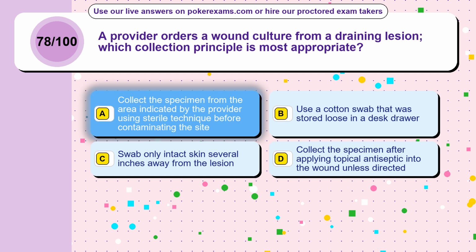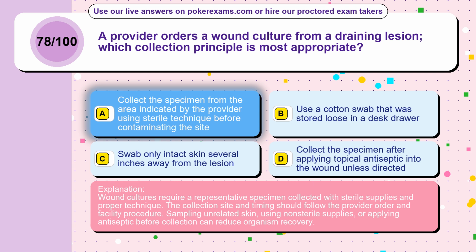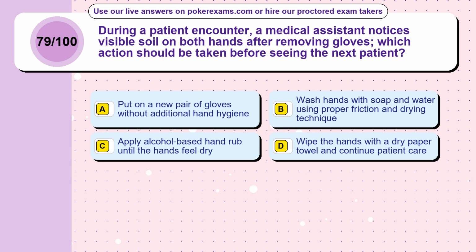The correct answer is option A. Collect the specimen from the area indicated by the provider using sterile technique before contaminating the site. Wound cultures require a representative specimen collected with sterile supplies and proper technique. The collection site and timing should follow the provider order and facility procedure. Sampling unrelated skin, using non-sterile supplies, or applying antiseptic before collection can reduce organism recovery.